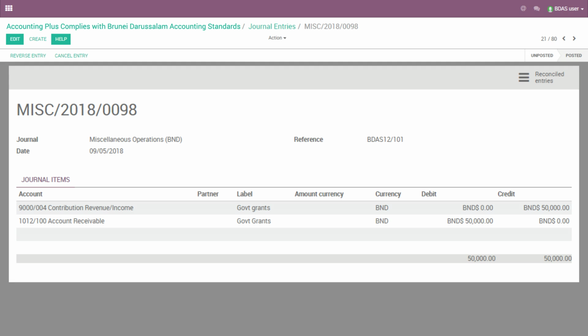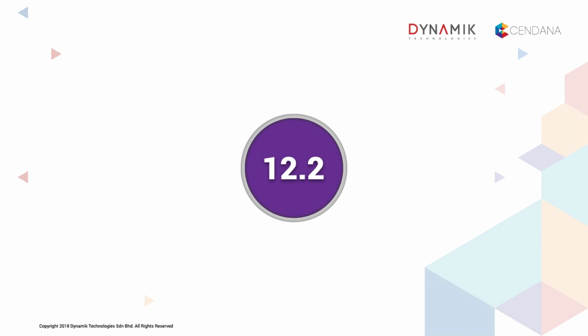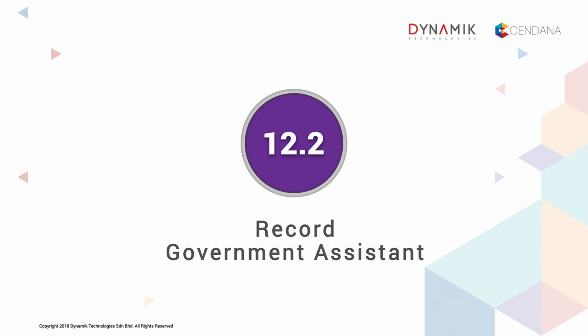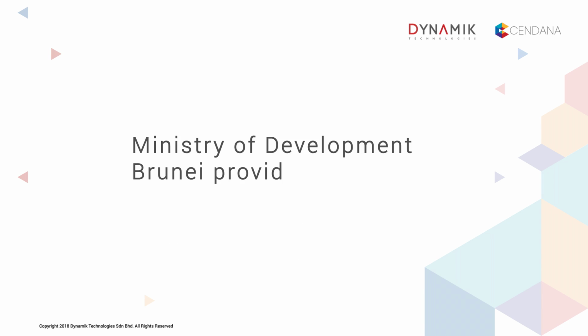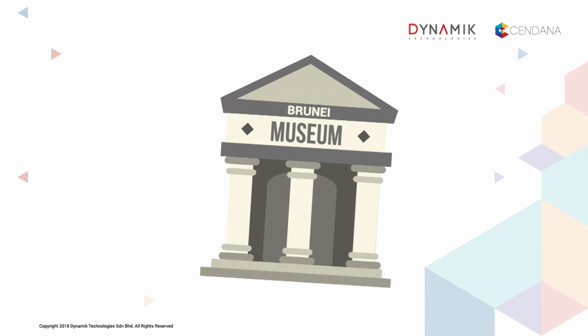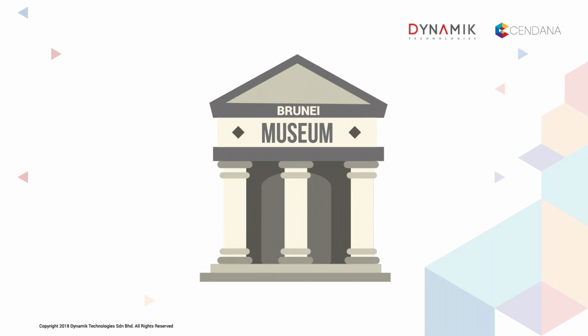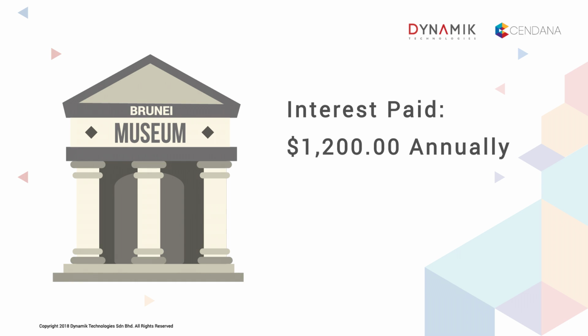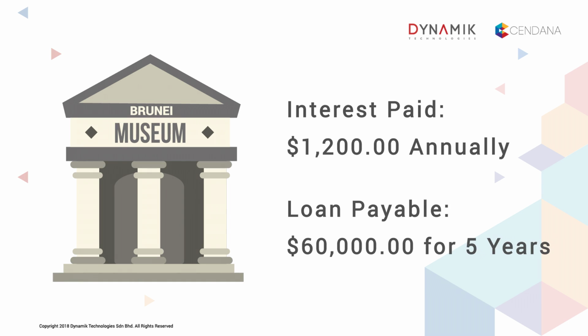Do note the journal ID generated by the system for your future reference. Next, under BDAS 12.2 is to record government assistance. Let's assume the following scenario. Ministry of Development Brunei provides government assistance to Brunei Museum to rebuild the museum building in the form of loans at low interest rates. The interest paid is $1,200 annually and loan payable $60,000 for 5 years.